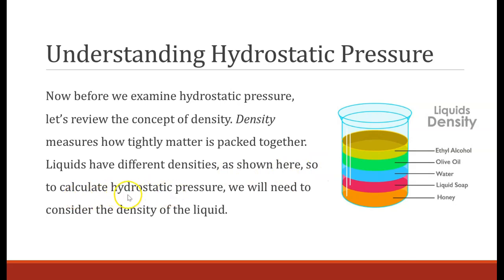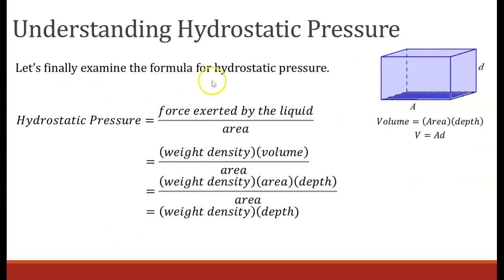So to calculate hydrostatic pressure, we will need to consider the density of the liquid. Let's finally examine the formula for hydrostatic pressure. Hydrostatic pressure is equal to the force that's exerted by the liquid divided by the area that the force is being applied to. Well, the force exerted by the liquid is equal to the weight density of the liquid times the volume of the liquid, how much there is. And that's still divided by area.